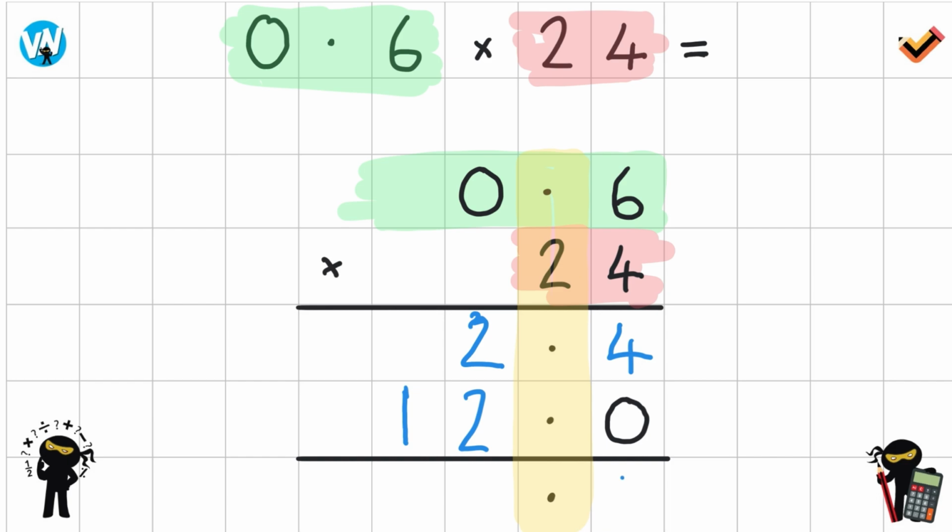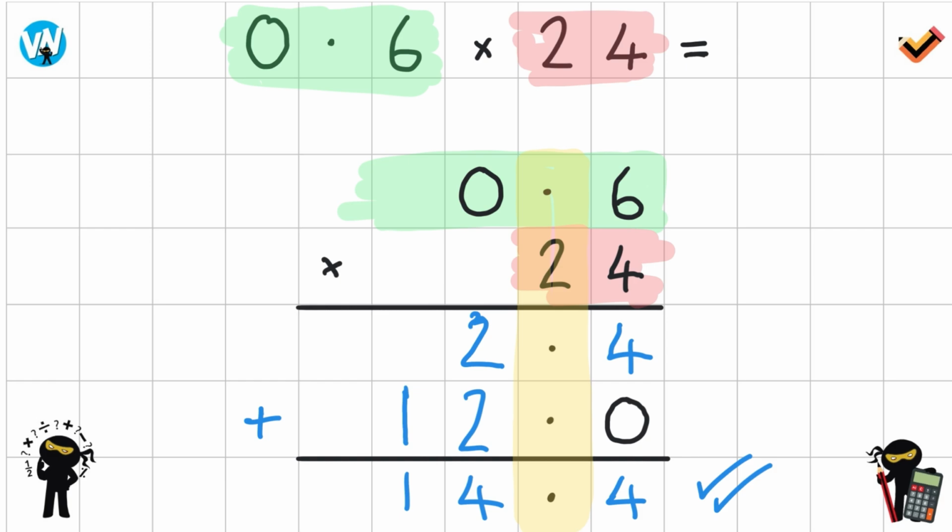So we're going to add. 4 add 0 is 4, 2 add 2 is 4, and the 1, there's nothing to add to it, so that's just going to drop down. So our answer is 14.4.